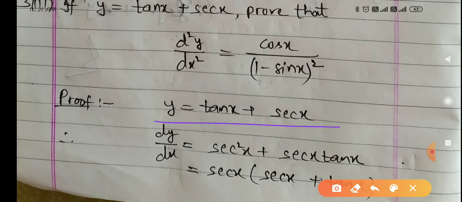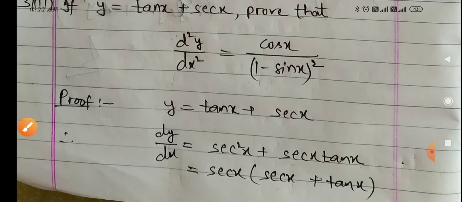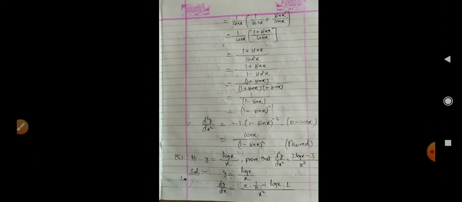So first derivative you find dy upon dx: tan x differentiation is sec square x, plus sec x differentiation is sec x tan x. You know very well. Now sec x I have taken common. So what will remain? Sec x plus tan x inside the bracket.